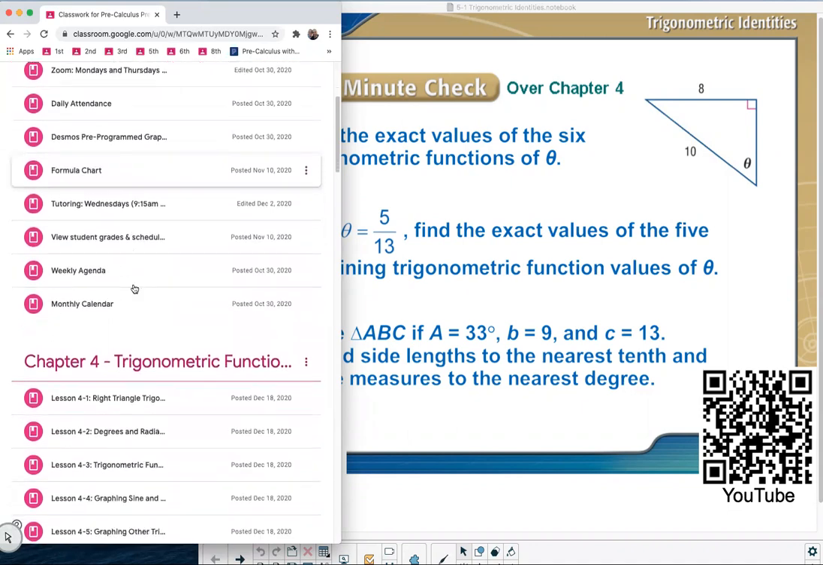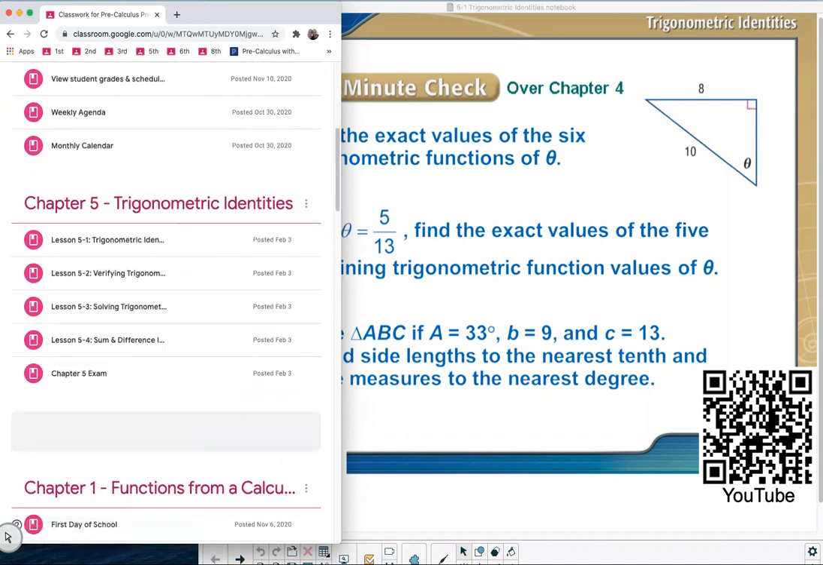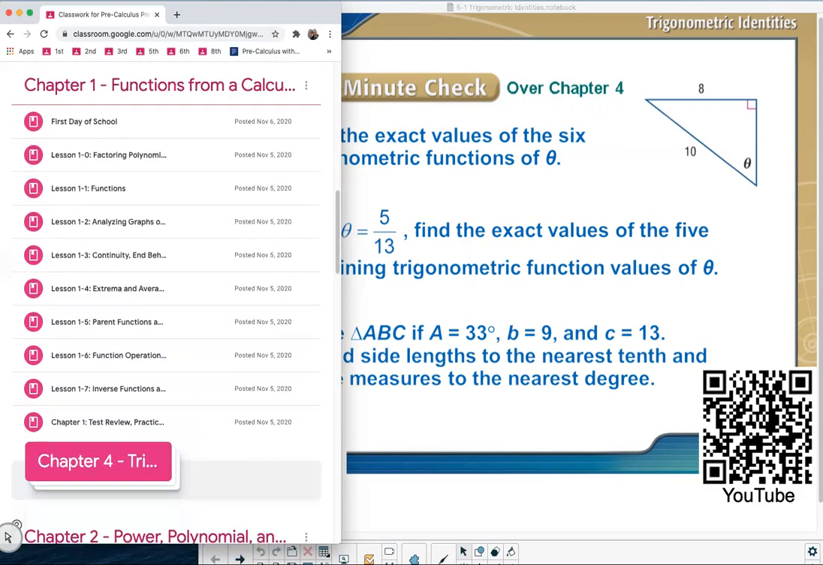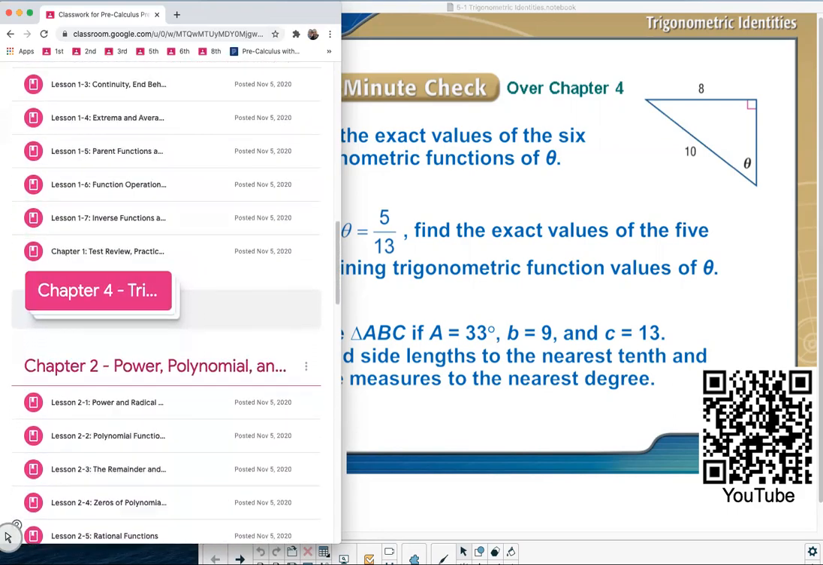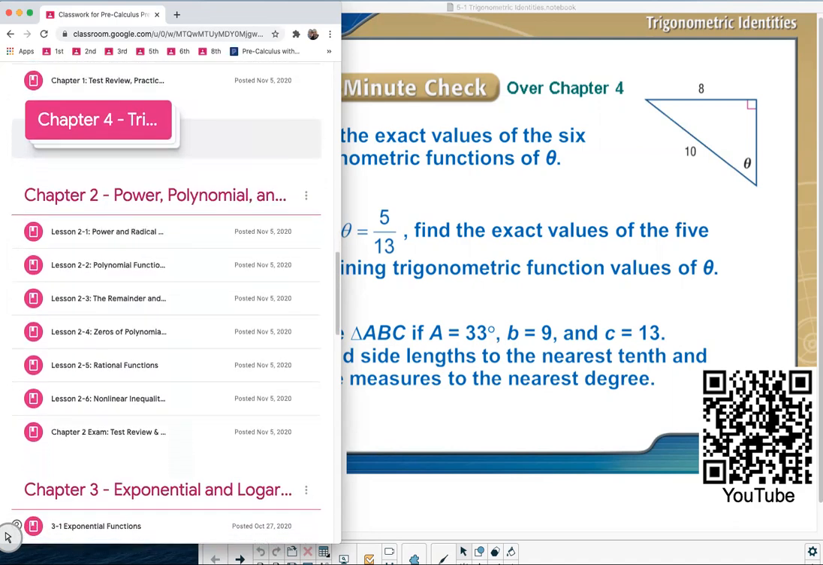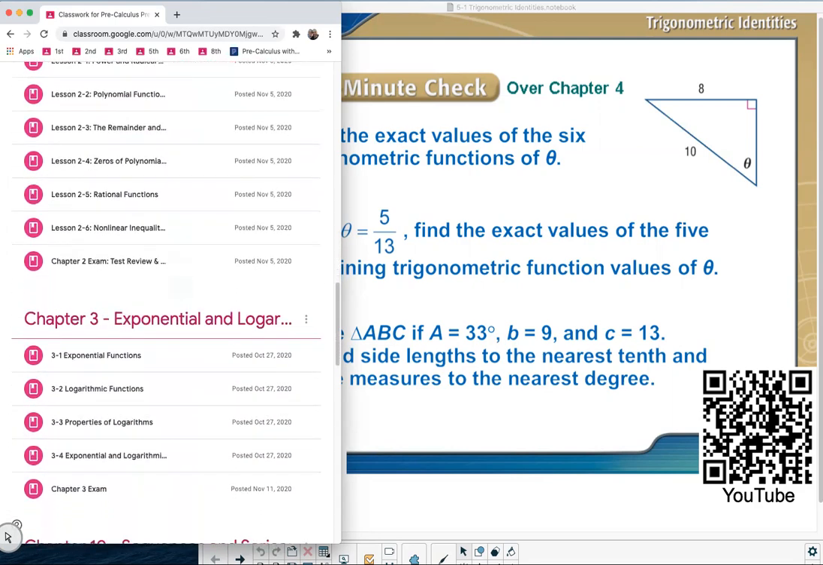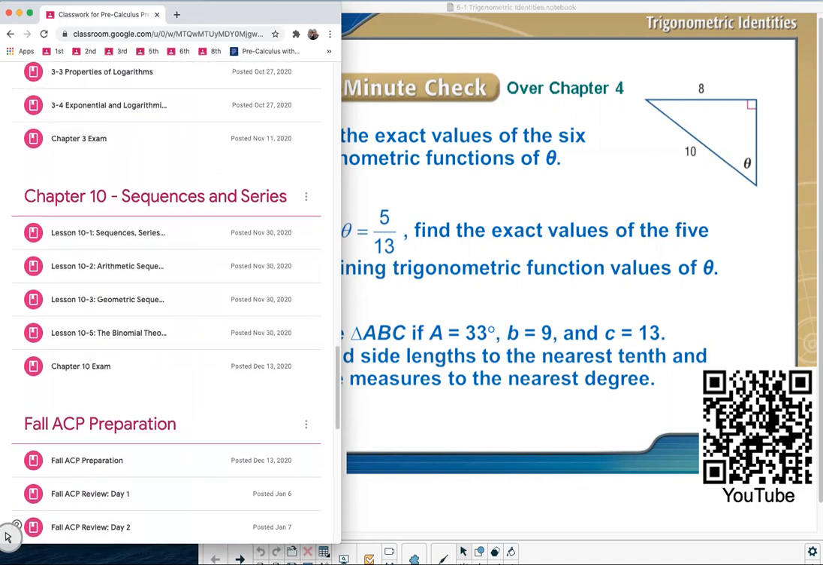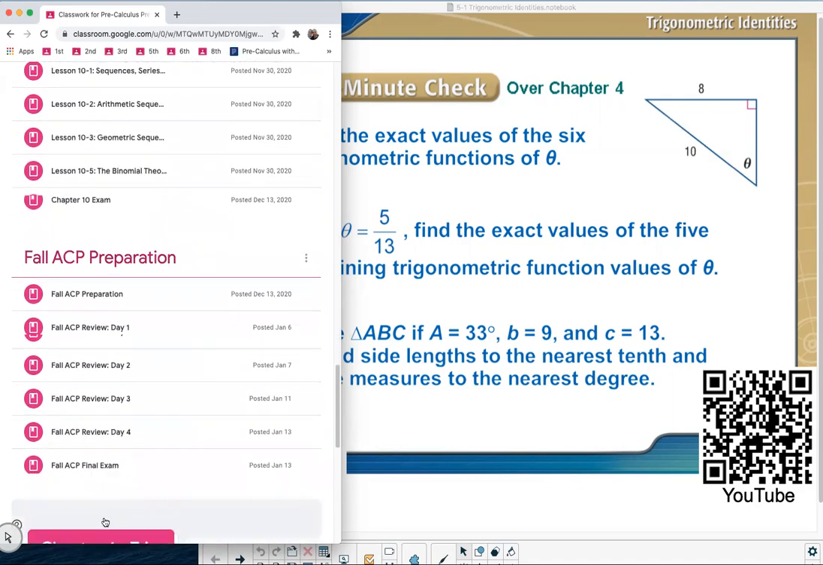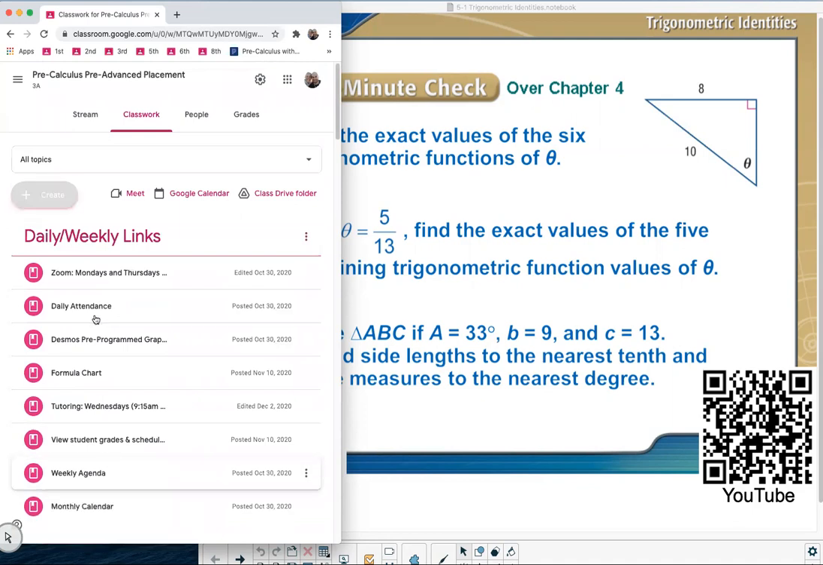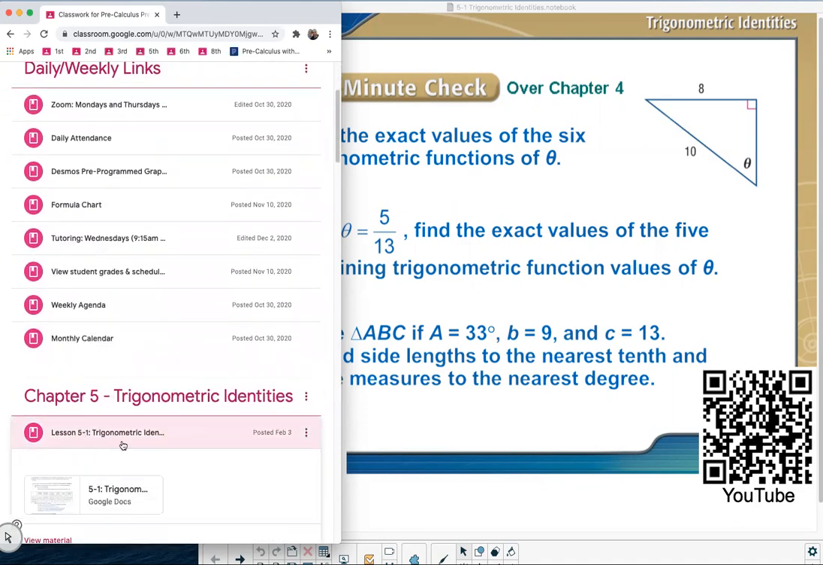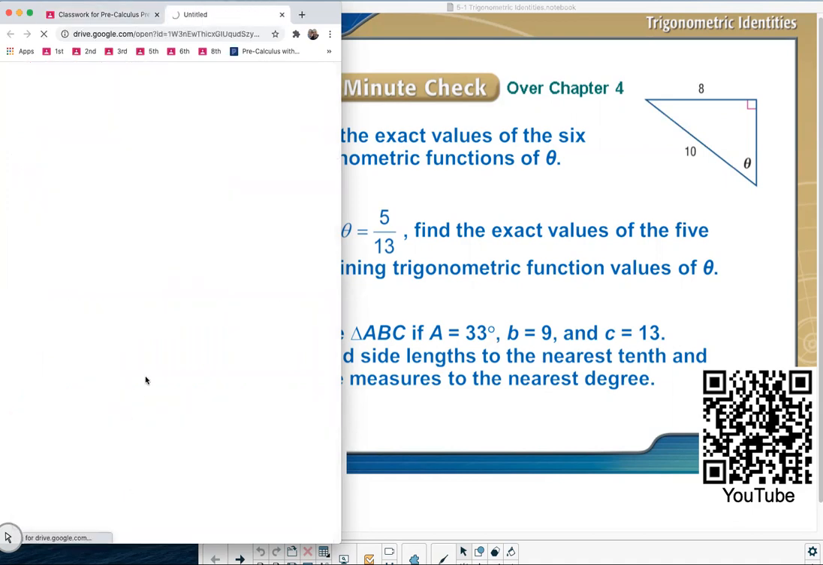And we'll go to chapter 5, which I guess I can move my chapter 4 down. I don't need this up at the top anymore. We've completed chapter 4. So let me adjust this downward. Almost there. Moves as fast as I can. All right, there we go. So if you go up to chapter 5, lesson 5.1, and open that up, that's where we'll be today.